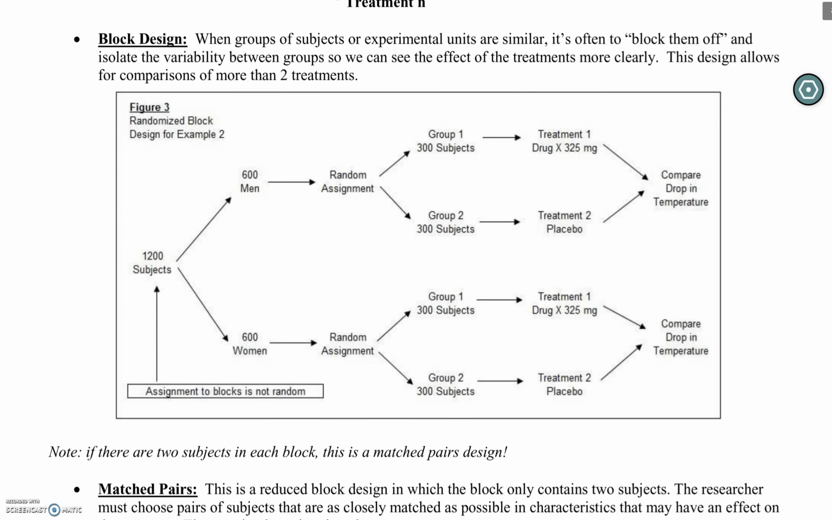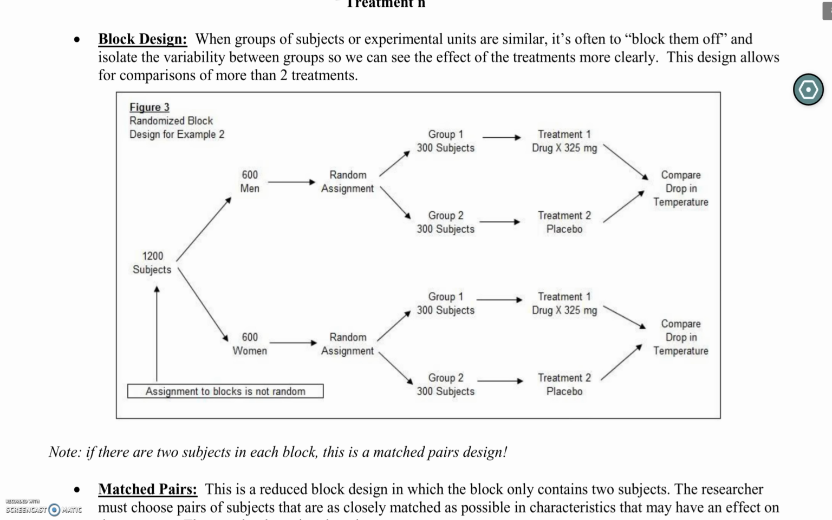In a block design, you can take all of your subjects and divide them by some characteristic you think might influence outcomes, like gender, and then do your random assignment from those gender groups. That way you have an equal number of men and women in both your treatment and your control.